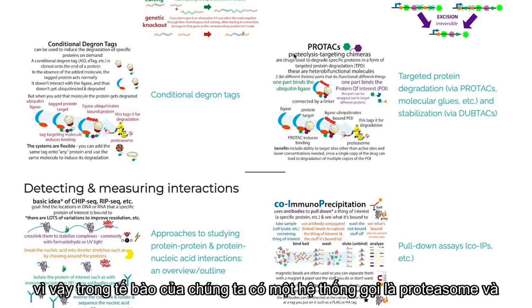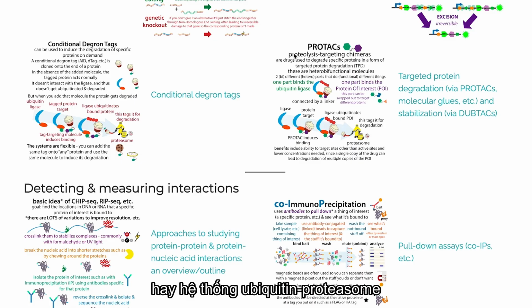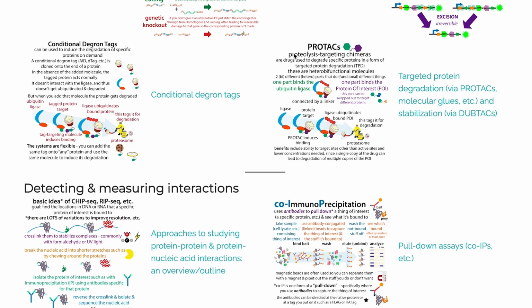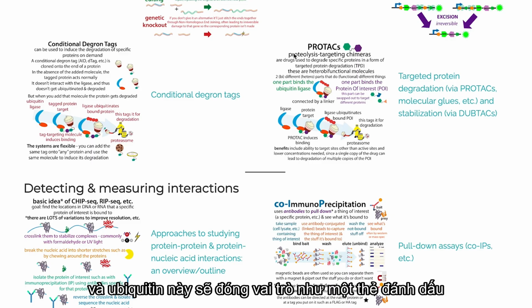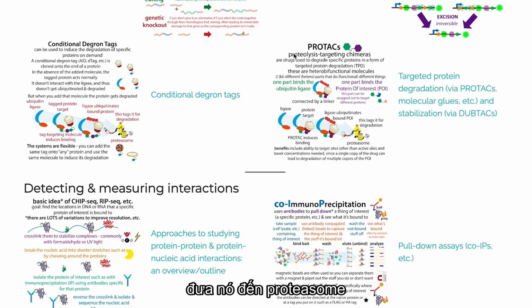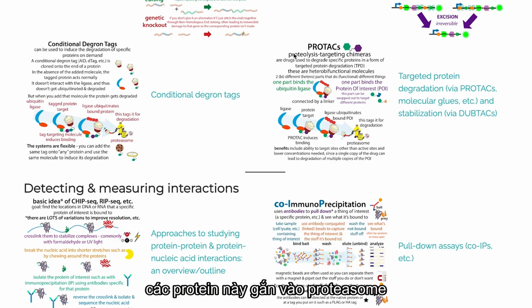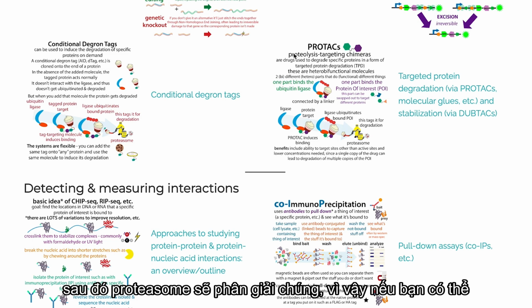So we have this system in our cell called the proteasome, or the ubiquitin proteasome system. Basically, molecules targeted for degradation will get tagged with this protein called ubiquitin. They'll get this ubiquitin linked onto them, and that ubiquitin will serve as a tag that gives it a ticket to the proteasome, which is the protein shredder. So this ubiquitin is going to allow those proteins to get stuck to the proteasome, and then the proteasome is going to chew them up.